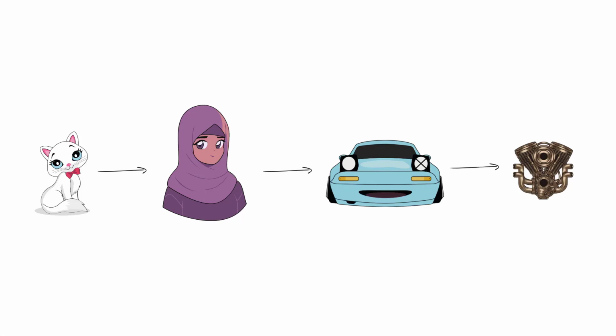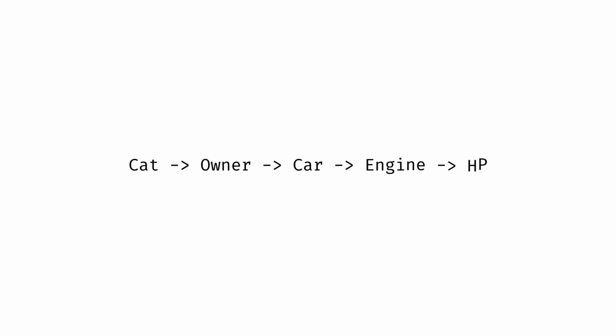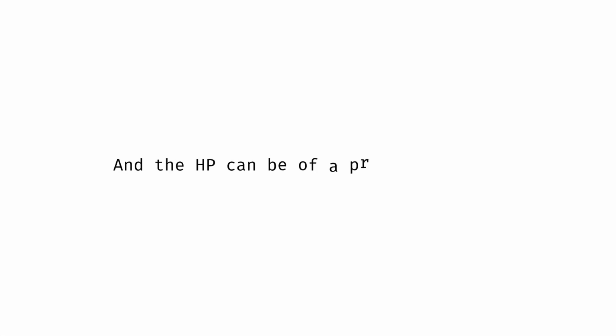If we want to go from the cat to the HP on the car, we'd have to take the following steps. We go from cat to owner, from owner to car, from car to engine, and from the engine we get HP. And the HP can be of a primitive type actually. For example, 400. Though that's probably a bit much.